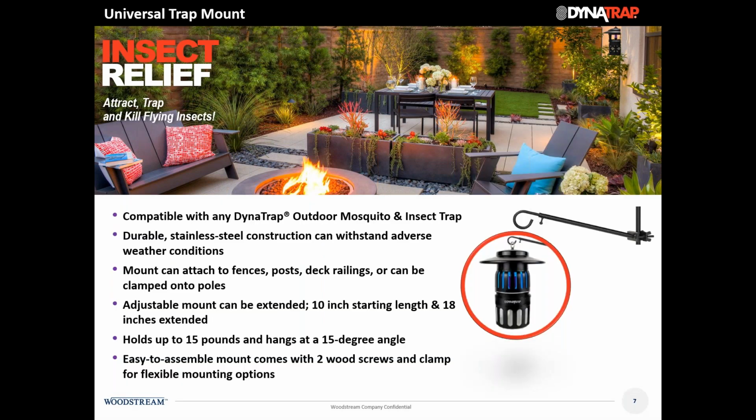Just real briefly, a universal mount: you can either use a shepherd's hook, which we do not supply, or this universal mount, which we do. It can be mounted on a pole or to a deck or a structure of some sort. But you'll see that it's got some flexibility. The hanging weight is not an issue, especially with the downsizing of our latest models.